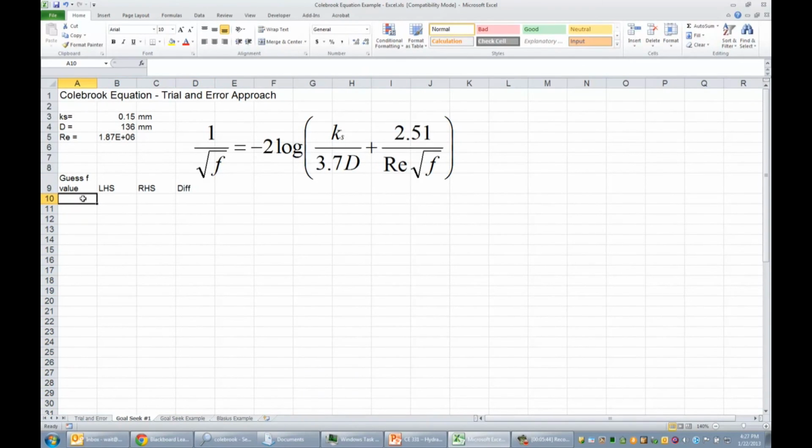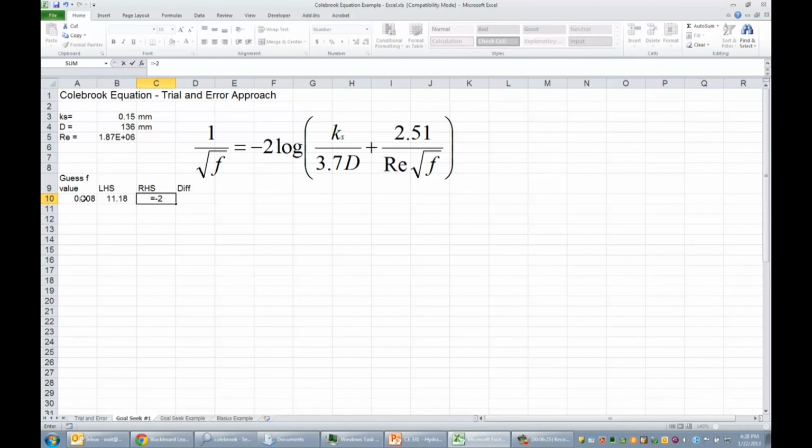So I start off with some guess value, 0.008. My left-hand side, 1 divided by square root of f. And I hope you're doing this. I hope that you're at a computer watching this, or maybe you're watching this on a tablet, but then right next to the tablet you've got Excel running so that you can get your hands dirty with the equations, get some practice with this. It's not much to watch if you're not also doing it. If you're doing it at the same time as you're watching it, then you're having a ball.